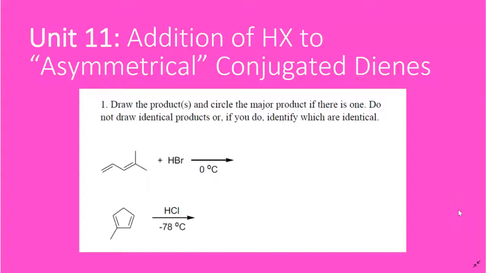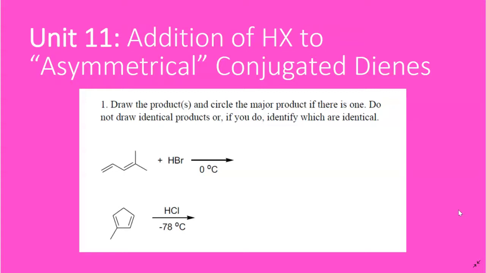Hi all. In this video I want to look at the addition of HX, a hydrogen halide, to asymmetrical conjugated dienes. We know that these are conjugated because the two double bonds are in a row and we get a row of 4 sp2 hybridized carbons.